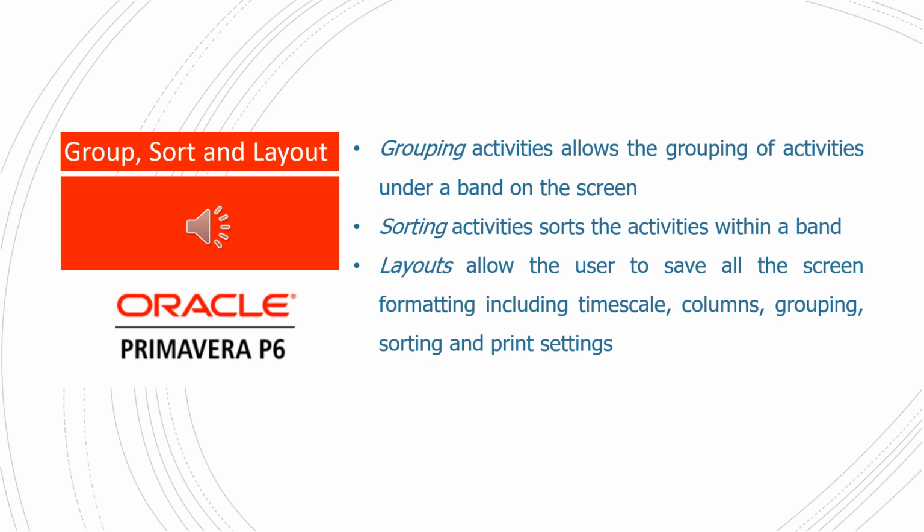Group, sort, and layout. Grouping activities allows the grouping of activities under a band on the screen. Sorting activities sorts the activities within a band. Layouts allow the users to save all the screen formatting including timescale, columns, grouping, sorting, and print settings.